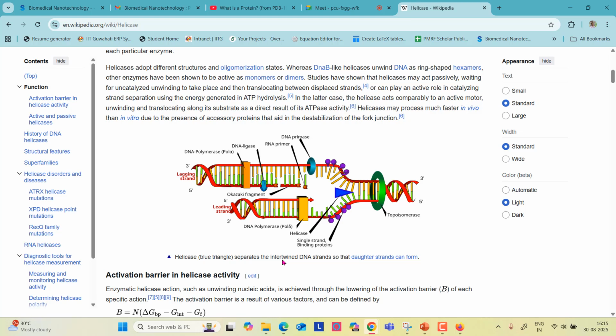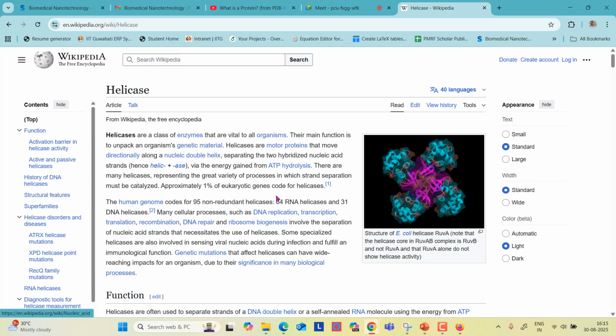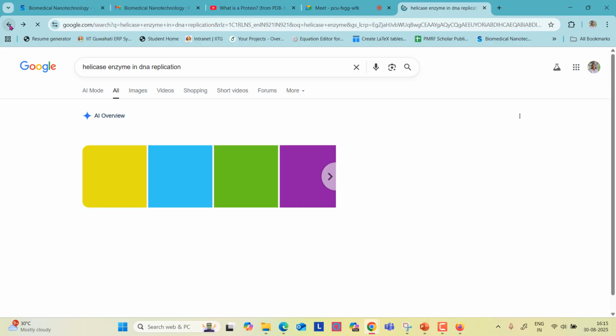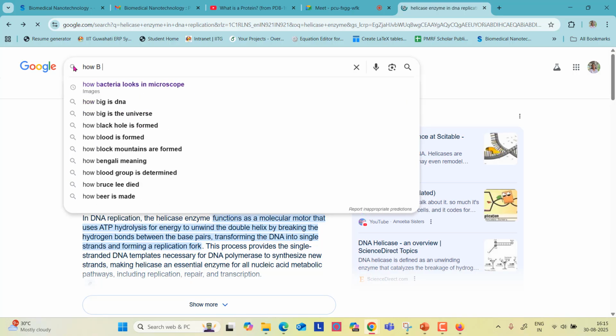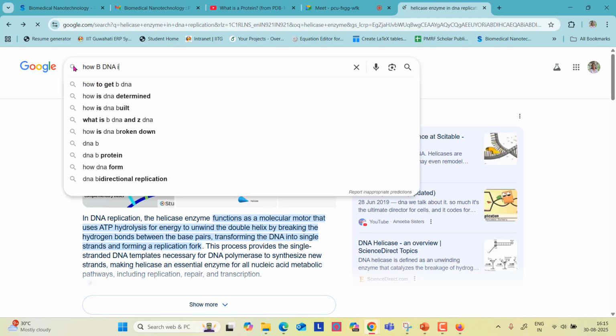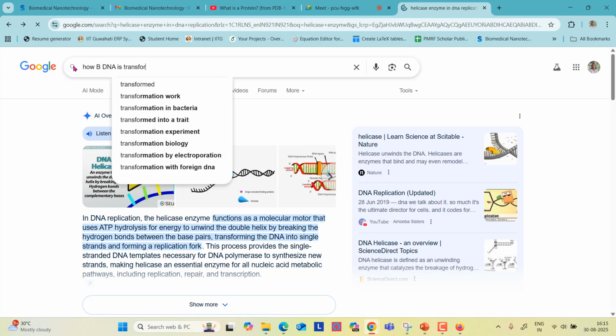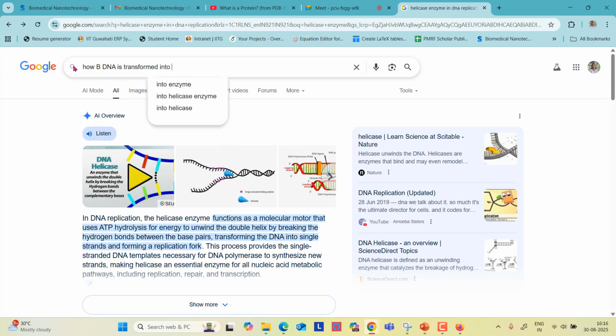Even when I'm searching, I am not getting the same thing, ma'am, actually. It's like saying it's not based on change in helicase, that's what they are saying, ma'am. So how is B-DNA transformed to Z-DNA? That's the question. How is B-DNA transformed into Z-DNA?